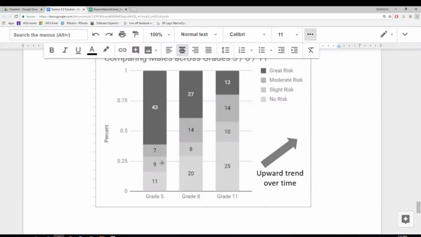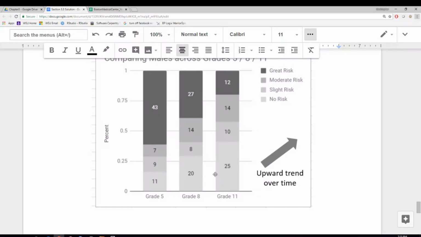Now, as you would anticipate, those on the other end, the no-risk group, you also see that upward trend. So there's 11 here that think smoking weed's no risk in grade 5. Then it gets to about 20, and then it goes up even a little bit more to 25. One thing that's kind of interesting to me is that when kids decide that smoking weed's of no risk, there's only 11 here in grade 5, a lot of them make that decision by grade 8. Notice the big increase from 11 to 20 between grade 5 and grade 8.